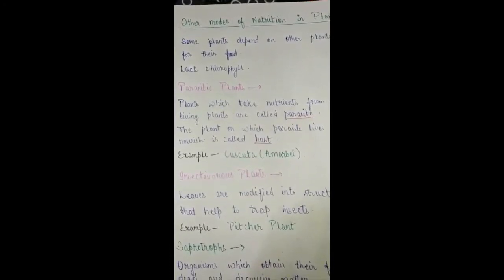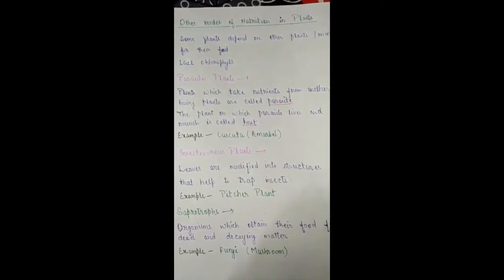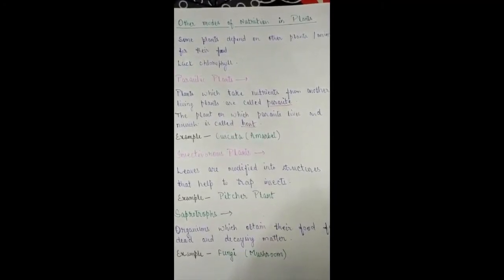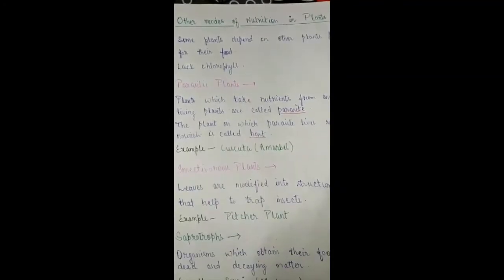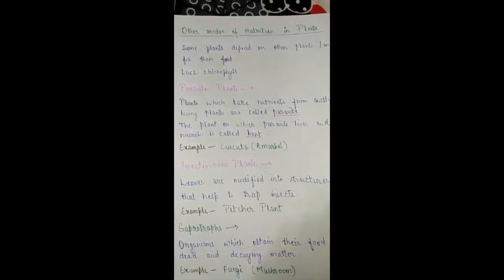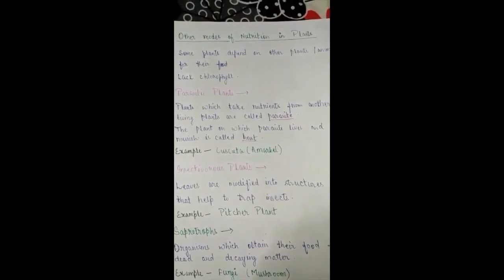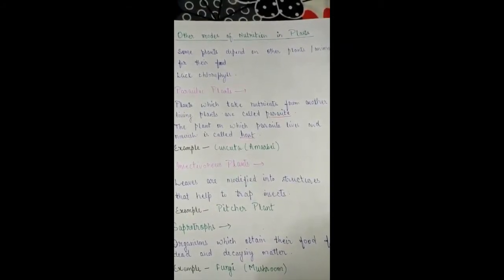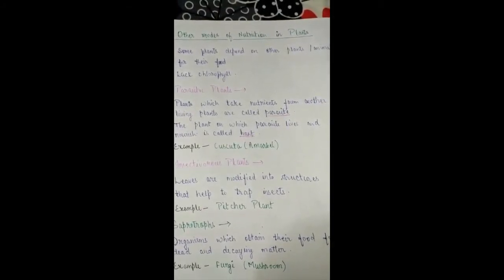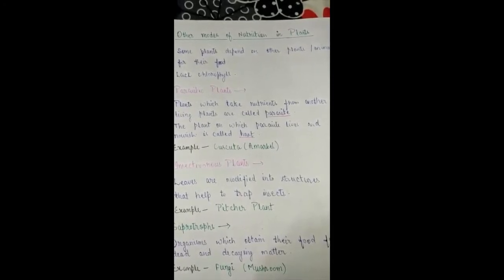Now, parasitic plants. Plants which take nutrients from other living plants are called parasites. The plant on which the parasite lives and nourishes is called the host. The parasite does not contain chlorophyll. That's why it is not able to prepare its food on its own, and it's completely dependent on another organism or other plant for its food.